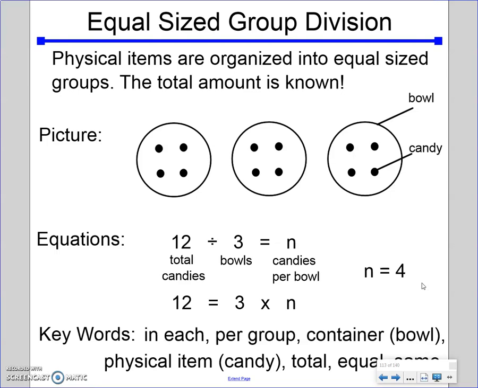Sometimes we'll use a multiplication equation to help us think about the division equation. Key words that we see in equal-sized group division problems are words like in each or per group, some kind of container or group like a bowl, some kind of physical item like candy, and oftentimes we'll see the word total or equal or the same.